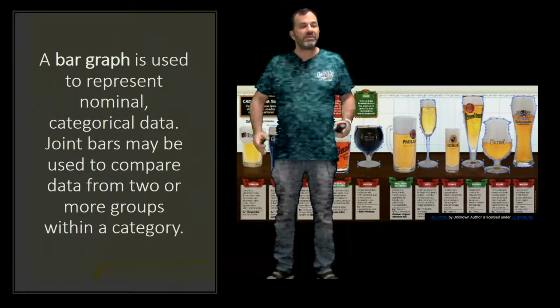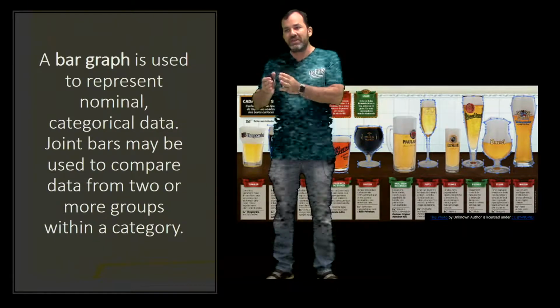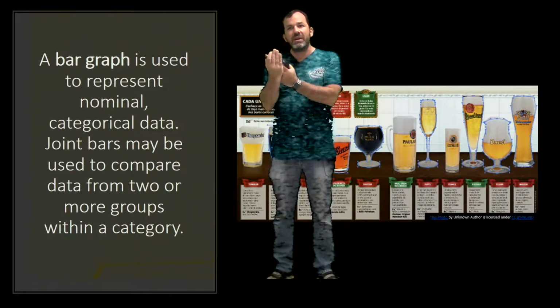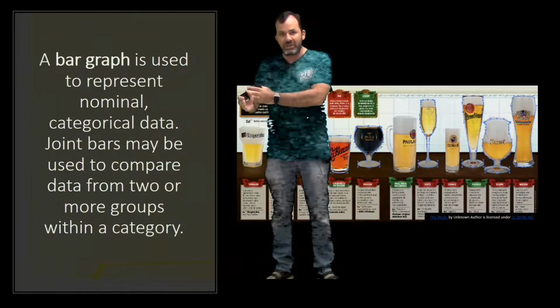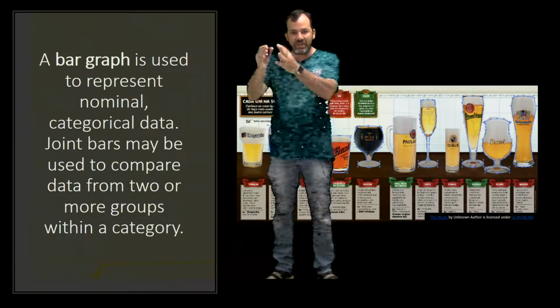Now what that means is you may have two bars that are together comparing the same thing, but then there'll be a space, different from the histogram, between the bars. There'll be a space between each thing that I'm observing.